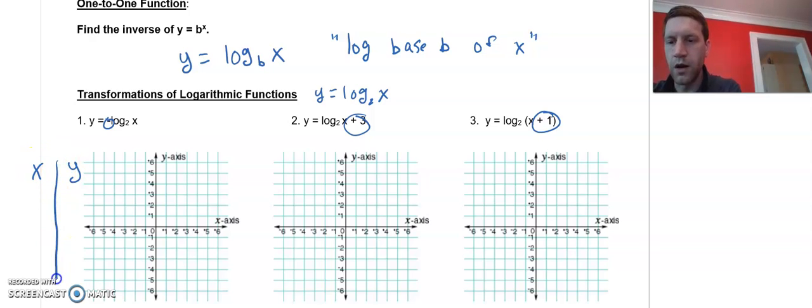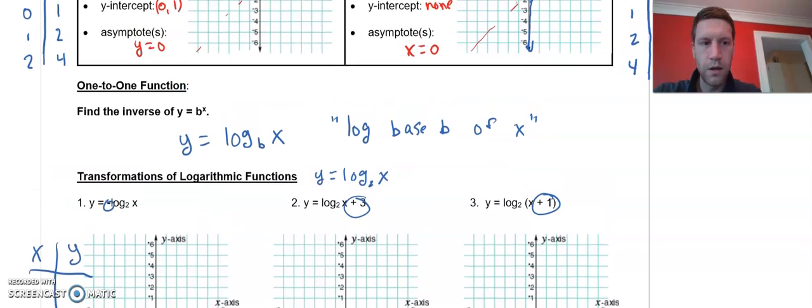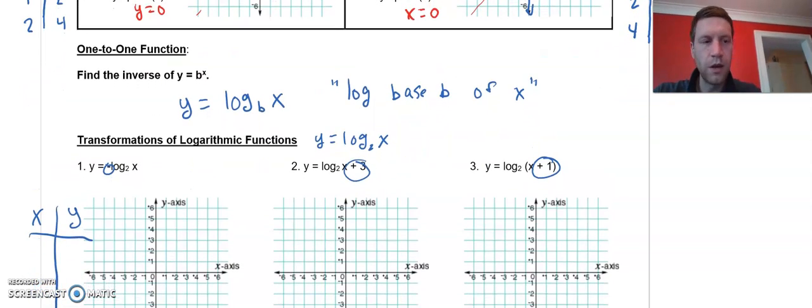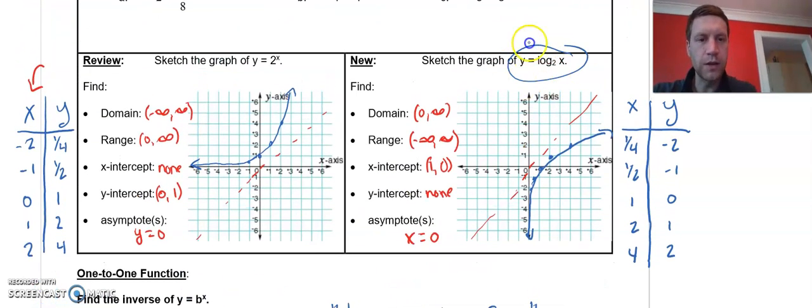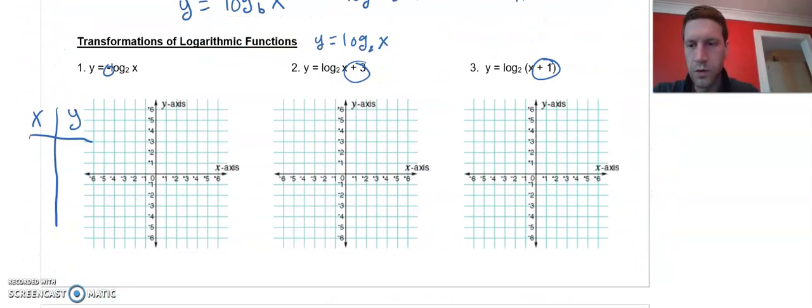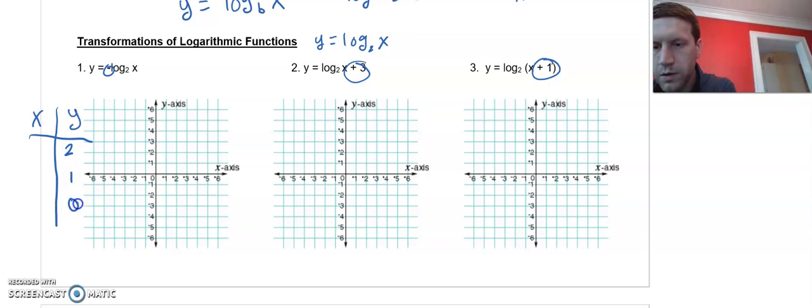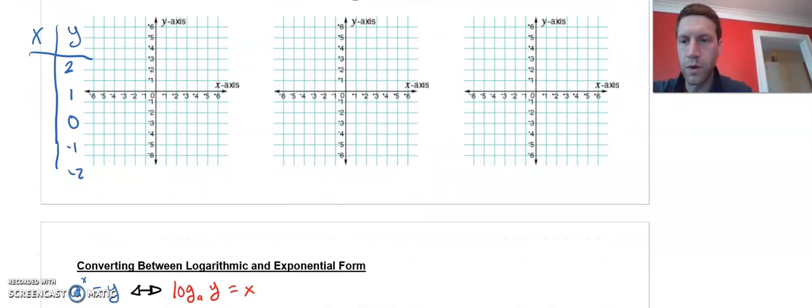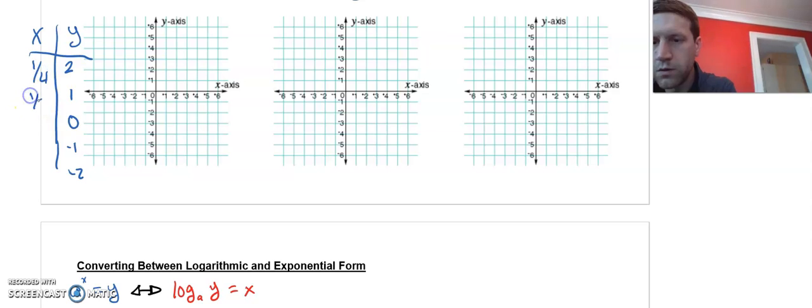Let's start with our XY table. And that negative is going to be a reflection over the x-axis. It will affect our y values. So from my log base 2 of x graph, let's look at our table, and I'm going to reflect, or multiply all of my y values by -1, right? So it'll be 2, 1, 0, -1, -2, and my x's stay the same, right? So 1/4, 1/2, 1, 2, and 4. And we can sketch that graph.